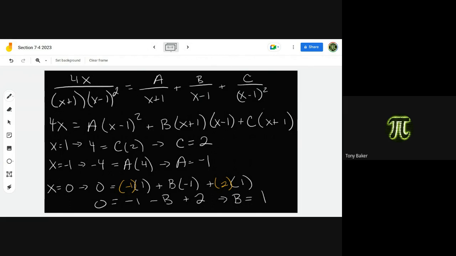So I still need to find B. So I'm going to plug in what I know and pick another number for X, because I already knew what A and C were, so I could use those. And then I just got to make X something other than 1 or -1, because I already did those. So I just picked a number. You could have picked any number you wanted. I chose 0 because I like zeros, because zeros make things simpler. But you could have picked 1/2 if you really wanted to, and it would have given you the exact same answer.